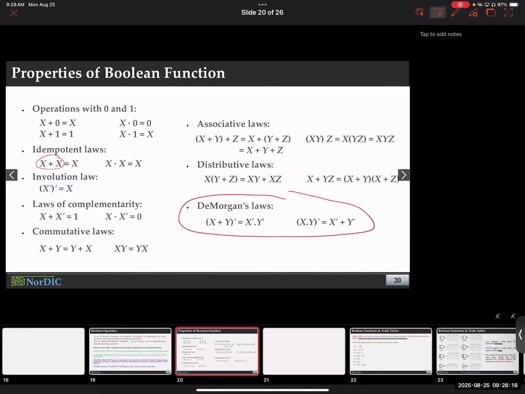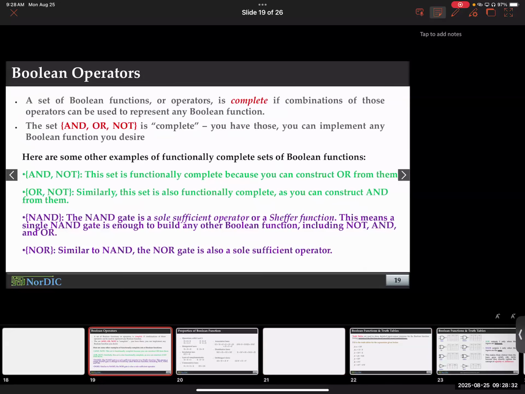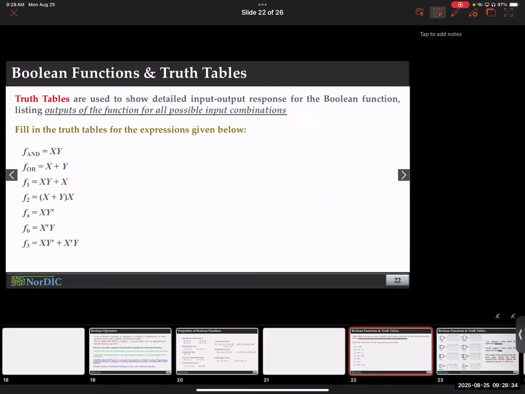De Morgan's law is right there. This is probably one of the most important laws. Besides, the other law is not here. I'll show you later. So apparently, all of these laws are used to simplify the Boolean logic functions. Did I skip something here? No. Okay, it's fine. So in this slide, we can do a little bit of practice together.